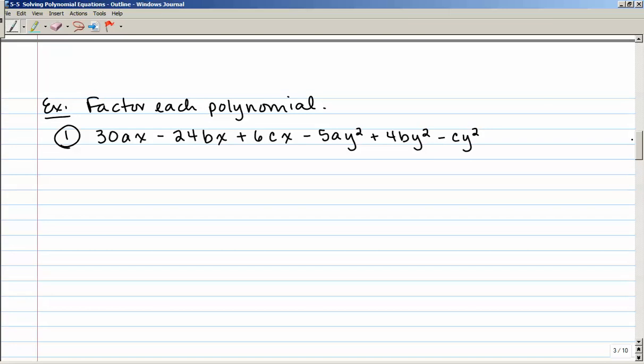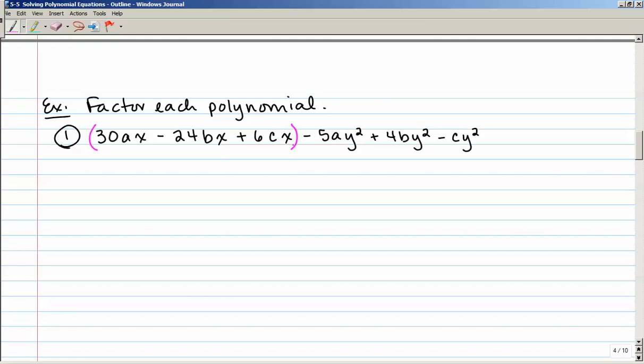So, next set of examples says factor each polynomial. And I have, oh my gosh, 30ax minus 24bx plus 6cx minus 5ay squared plus 4by squared minus cy squared. Well, first of all, I've got 6 terms, so the first couple ones aren't going to work. I don't see any greatest common factors in all 6 of those terms, but I do see that I've got x's in all my first 3 terms, and I've got a y squared in all of those terms. This is going to be a perfect candidate for grouping.